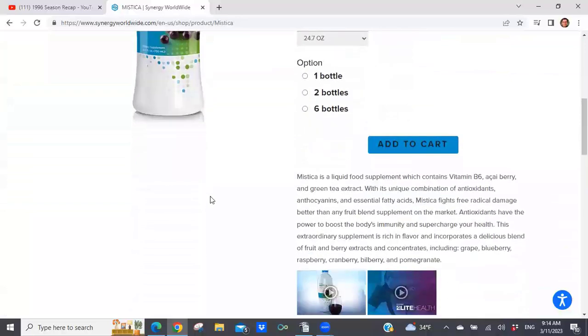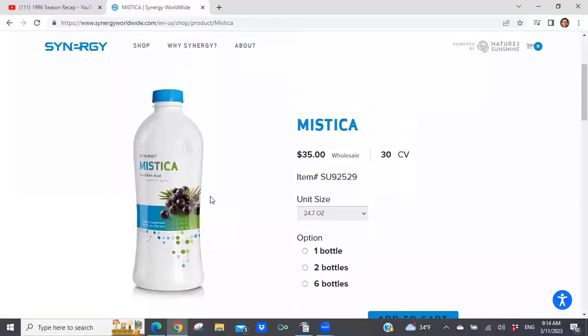So Mistica is a tremendous antioxidant drink. When this product first came out, they actually did a clinical study on Mistica. Although Synergy doesn't report this anymore, or show the slides and research that came out on this product, they compared Mistica to other antioxidant drinks in the nutrition network.